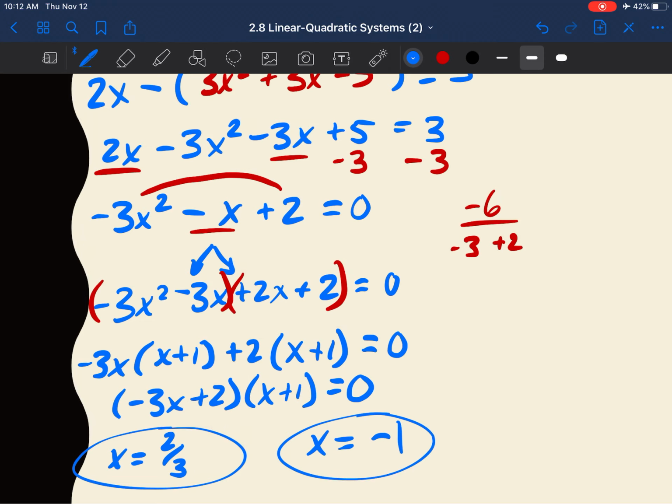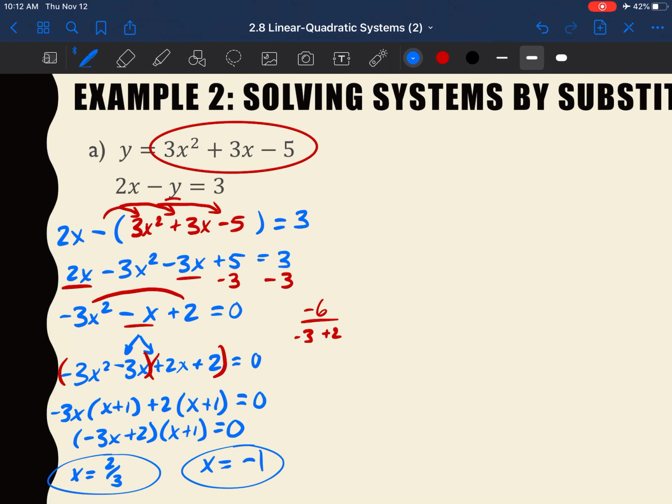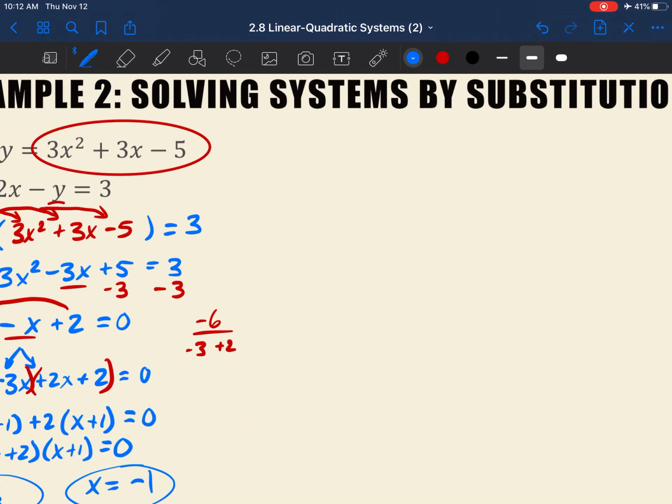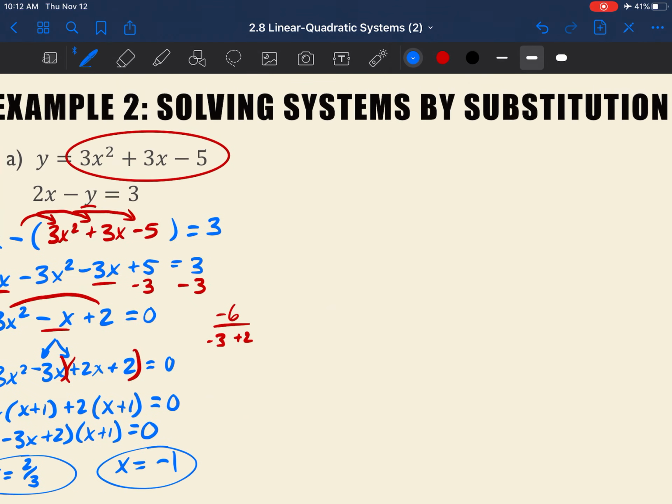We also need the y coordinates though, so that's where we have to go back and use these answers that we just got in order to solve for the y. So you can plug these x's into either equation. I personally think that the linear equation is going to be much easier, so I'm just going to use that one. You're welcome to use the other one, but it'll take a lot more work. So I'm using 2x minus y equals 3.